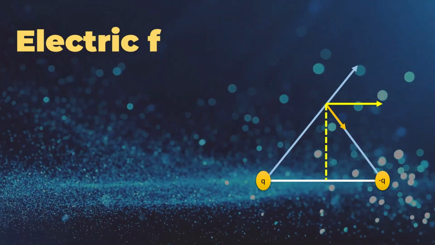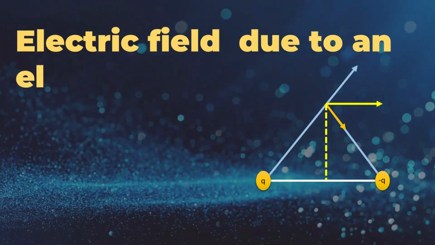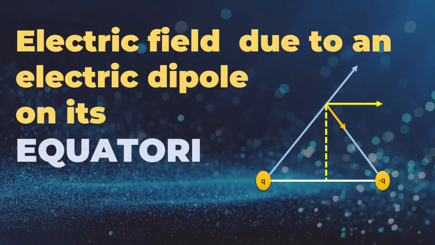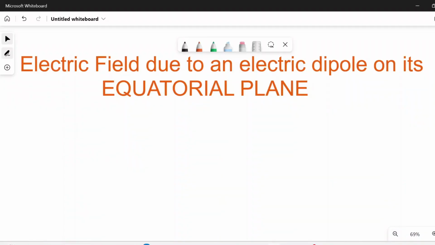Electric field due to an electric dipole on its equatorial plane. So our topic is electric field due to an electric dipole on its equatorial plane. Before we start finding the electric field, let's first find what is equatorial plane.